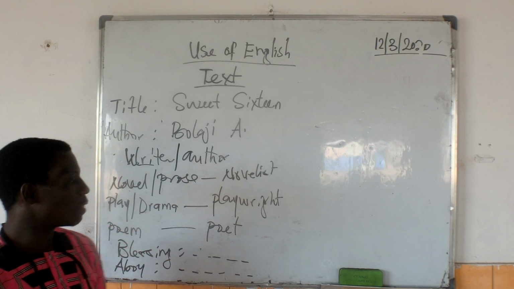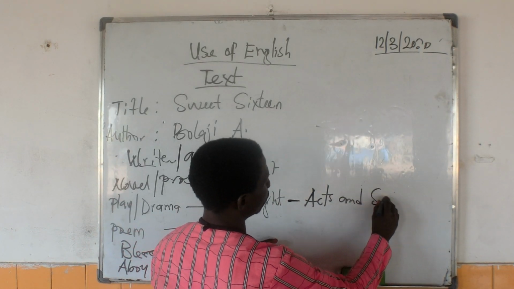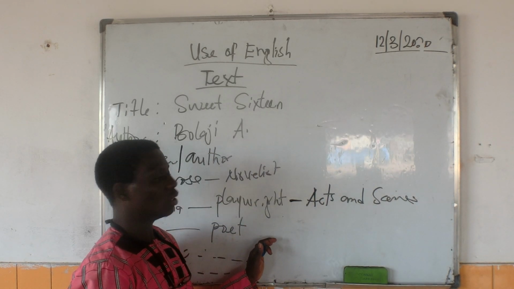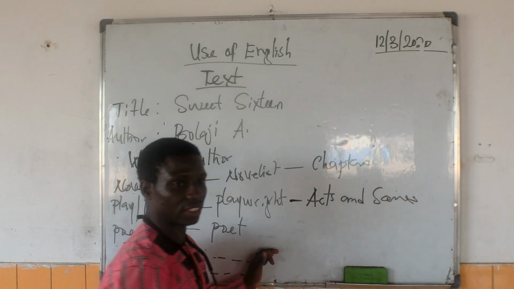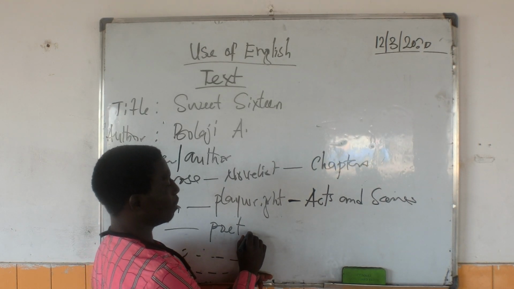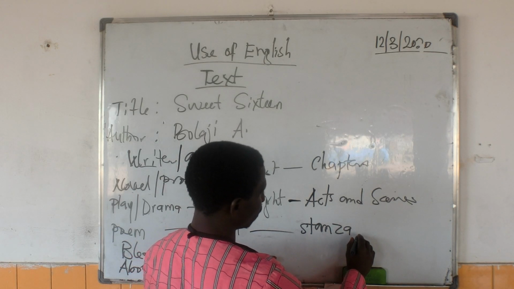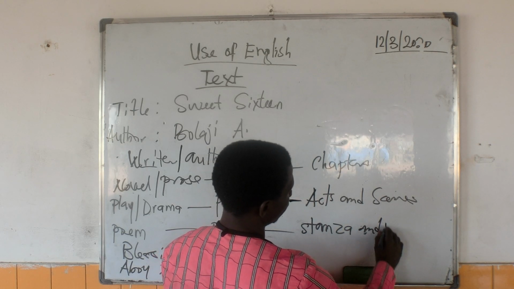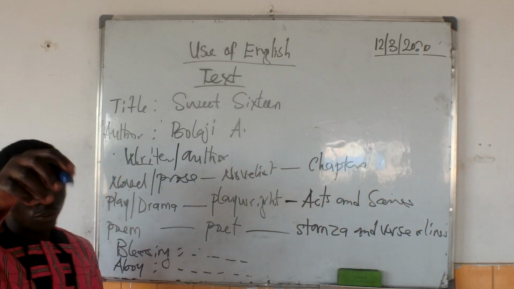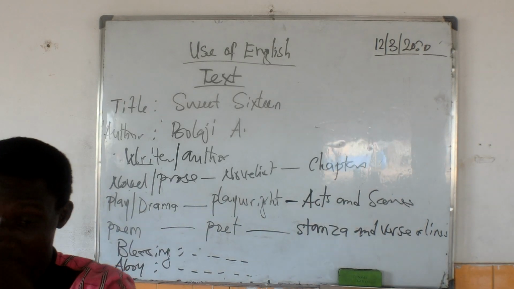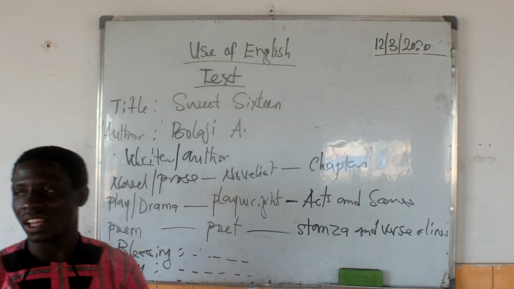So, drama is written in what we call acts and scenes. But novel or prose work are written in chapters. While poetry is written in what we call stanzas and verses or lines. See now, if you look at this text that we are considering now, we have 16 chapters there. So it is not like act one, scene two, scene three.